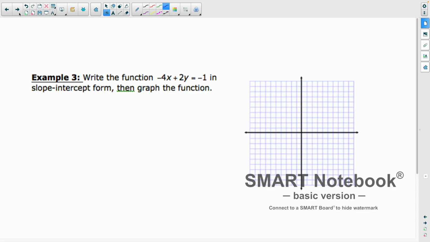So again, I'm going to graph this equation right here. But I'm going to graph that the way that you talked about graphing that a while ago. And let's change that to slope-intercept form. So if I'm going to change this to slope-intercept form, what would be my first move? Add the 4x's to both sides. So 2y equals negative 1 plus 4x.